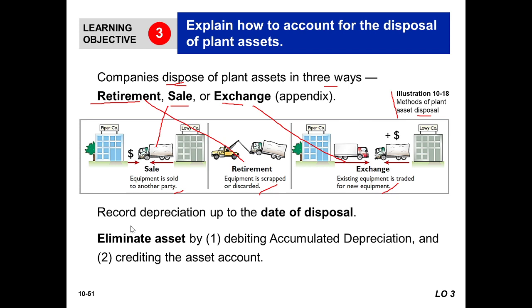Okay. So record depreciation up to the date of disposal. Then eliminate the asset by debiting accumulated depreciation and crediting the asset account.